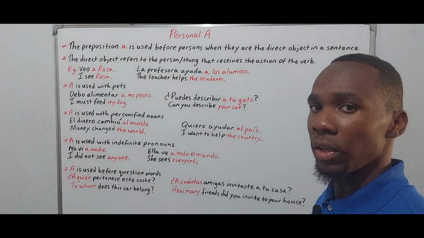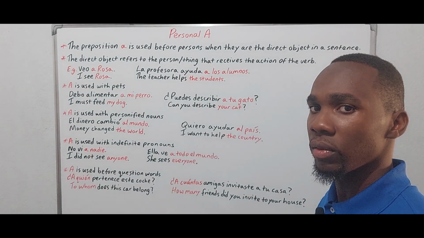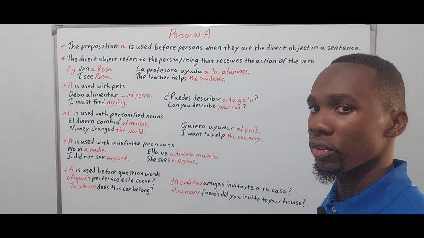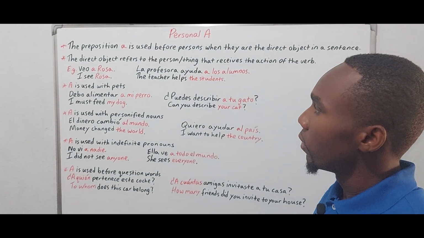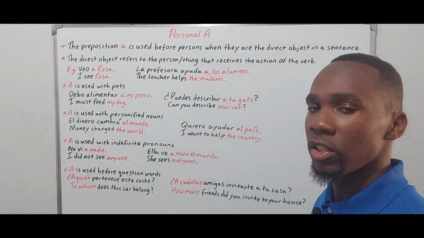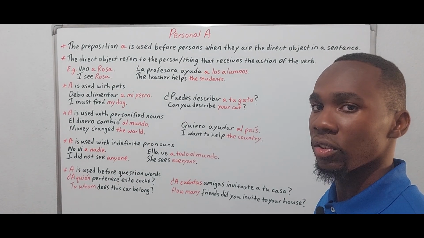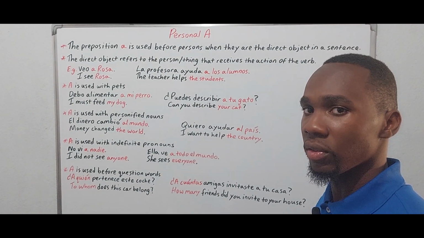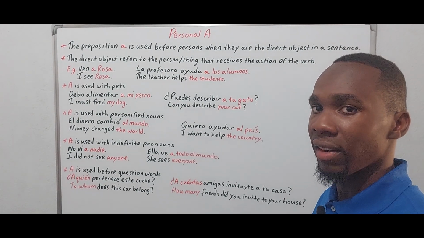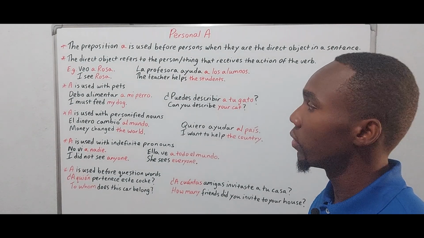Yep. So if we have more than one person, the a goes before each person, right? Good. So we already know that the personal a is used before persons when they are the direct object in a sentence. But of course, there are more uses.